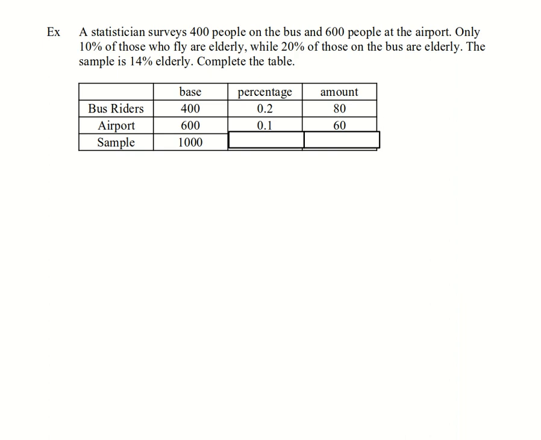And we can add those together. So we know the total, the sample size, the number of elderly folks, the total sample amount. And just the way we did for the base column, we add the amount column. Now we can find the percentage, because we're told that of those 1,000 people, 140 are elderly.